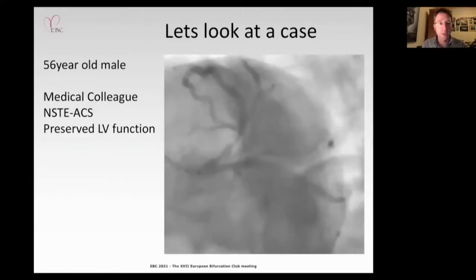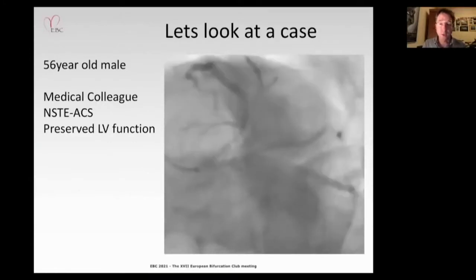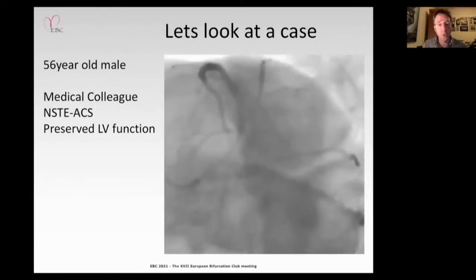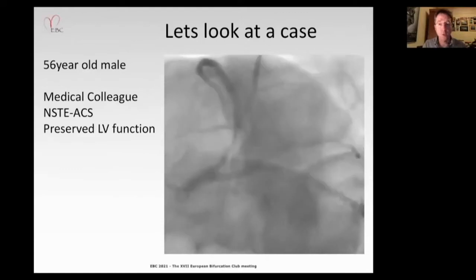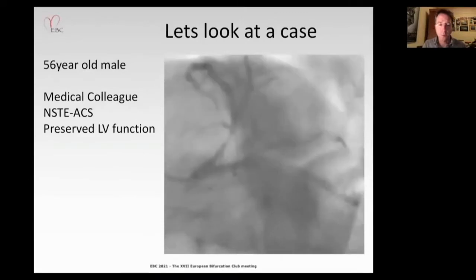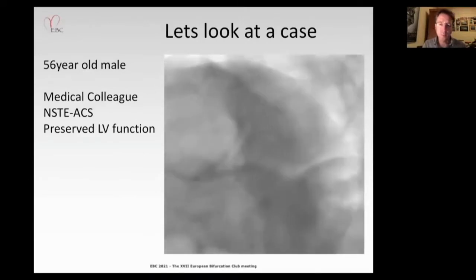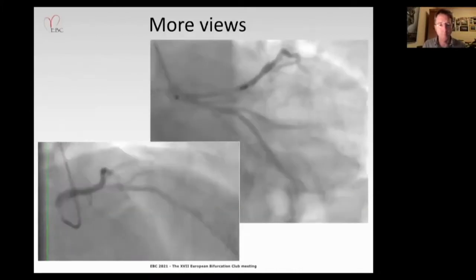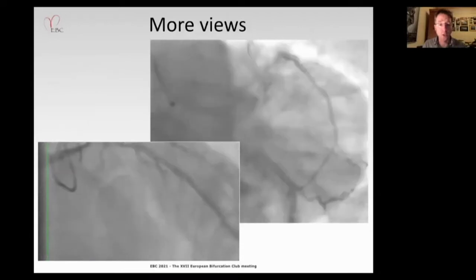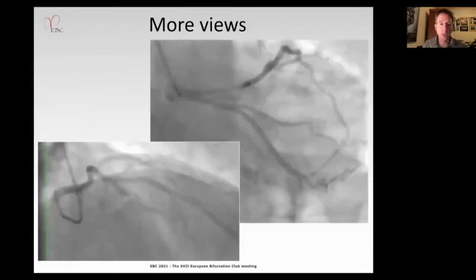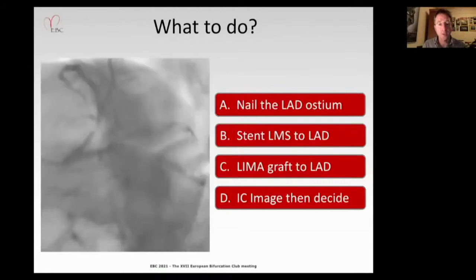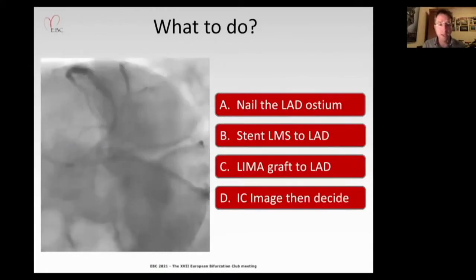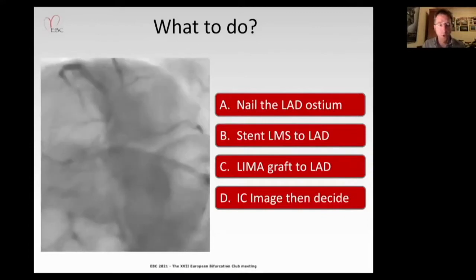So let's see, a 56-year-old male, in fact a medical colleague, which made decision-making slightly more fraught, presented with non-ST elevation acute coronary syndrome, preserved LV function, and was found to have this significant proximal LAD lesion extending back to the left main stem. We see on multiple projections this severe disease within the proximal LAD, and this then leads to a question of whether you would nail the ostium, stent left main to LAD, consider a LIMA graft, or image.